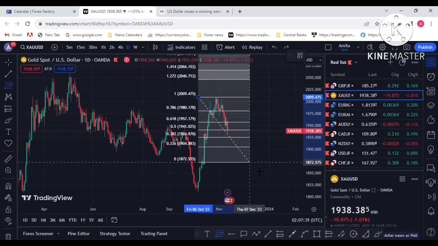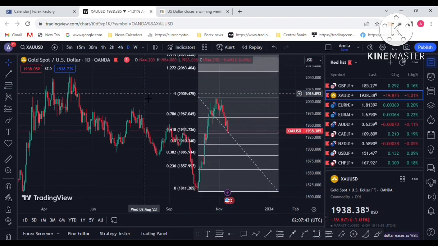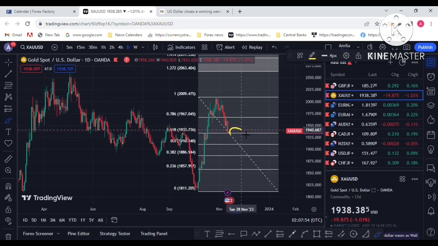On this move in the daily gold chart, the 0.618 level is the 1938 level. Price touched that level last Friday. This is the 0.618 level, the Fibonacci golden zone. So I am expecting price to go to the upside and try some retracement from this level next week.